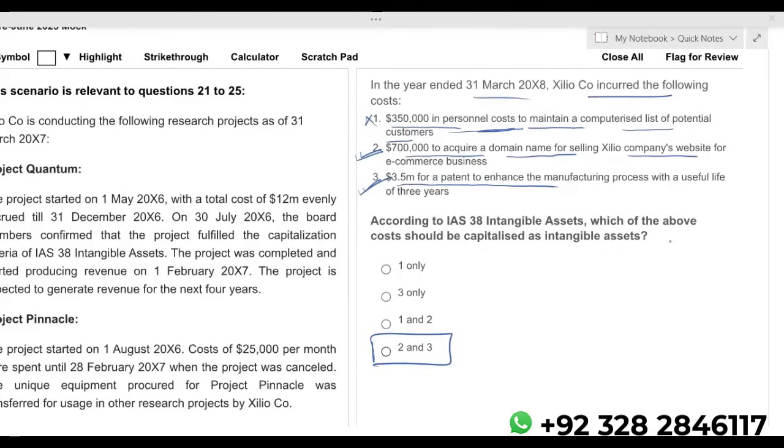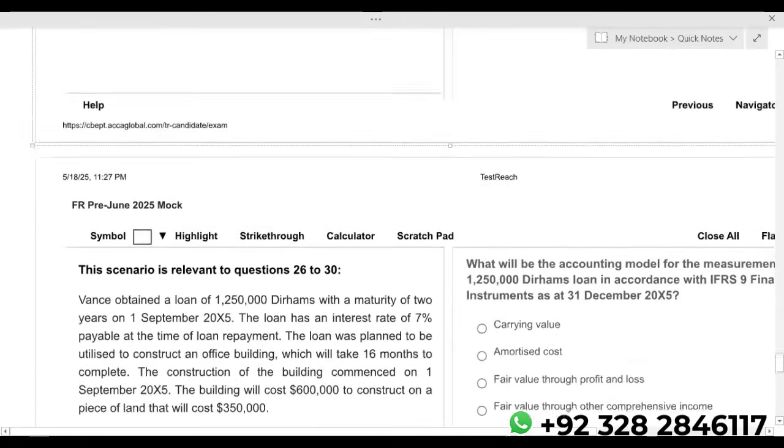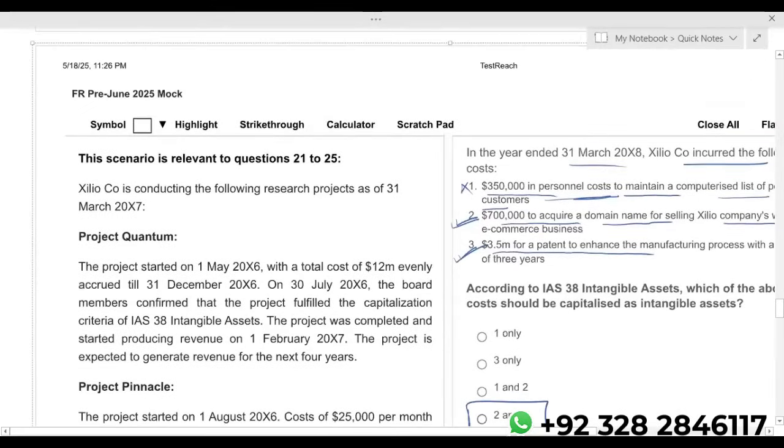Okay, there's a question. Why do we need to expense out the first one? It's just a training cost of your employees. And when I'm going to provide training to my employees, I cannot capitalize that. So take this personnel cost simply as a training cost to your employees. So how can you capitalize it? That is why 350 will be expensed out. So only 2 and 3 are capitalized. So that is the end of question 2 of your section B.